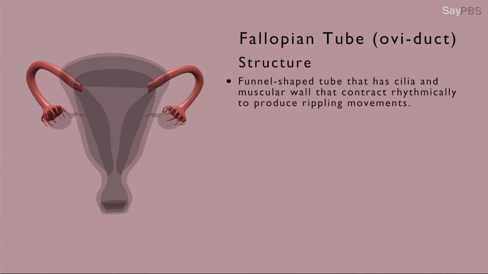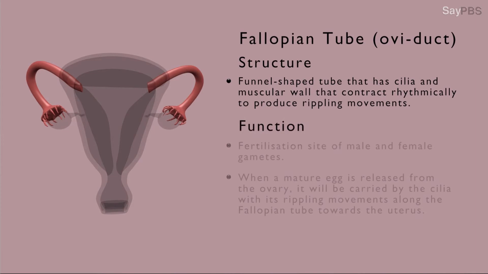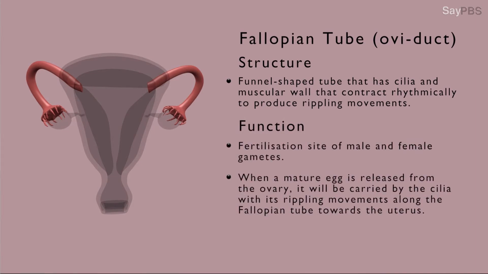Fallopian tube is a funnel-shaped tube that has cilia and muscular wall that contract rhythmically to produce rippling movements. Fallopian tube is the fertilization site of male and female gametes. When a mature egg is released from the ovary, it will be carried by the cilia with its rippling movements along the fallopian tube towards the uterus.